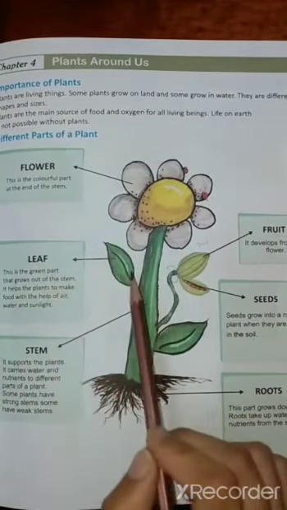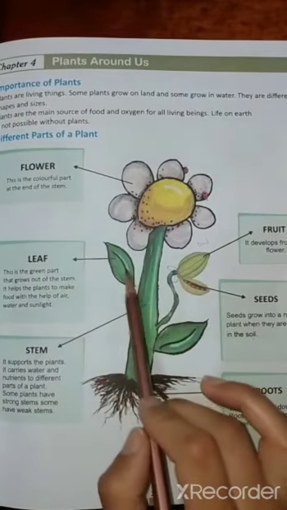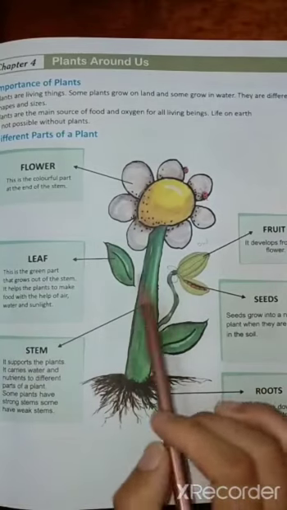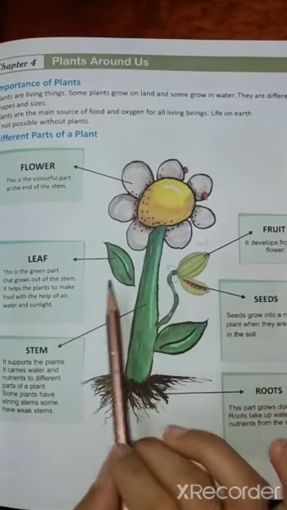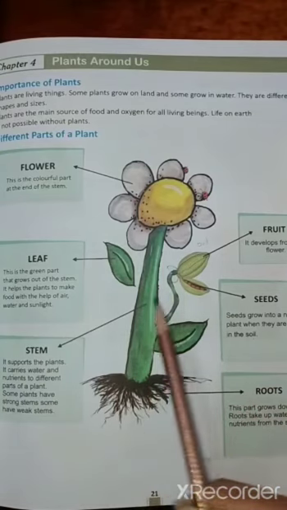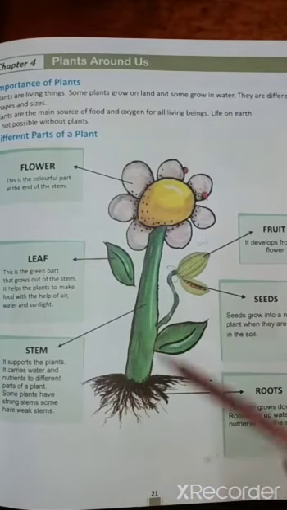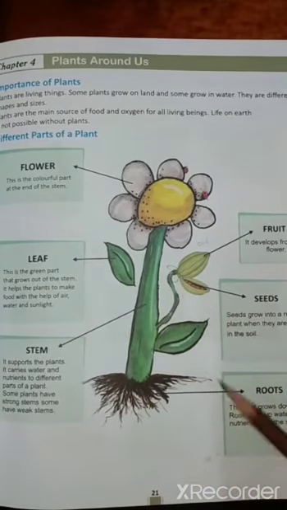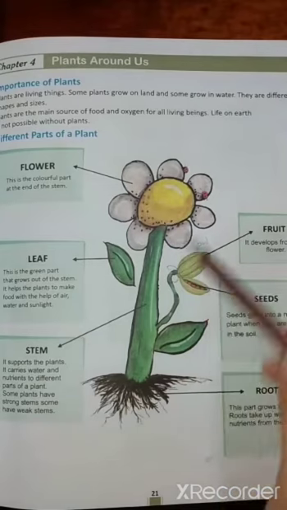Then we have leaf. As you can see, all of you have seen the leaves, na? Yes, these are the leaves. Leaves are the green part of the plant attached to the stem, and they help the plant to make its food with the help of air, water and sunlight. Then we have read about the stem. As you can see, this is a stem. It supports the plant to stand, and it carries the water and nutrients to the different parts of the plants.